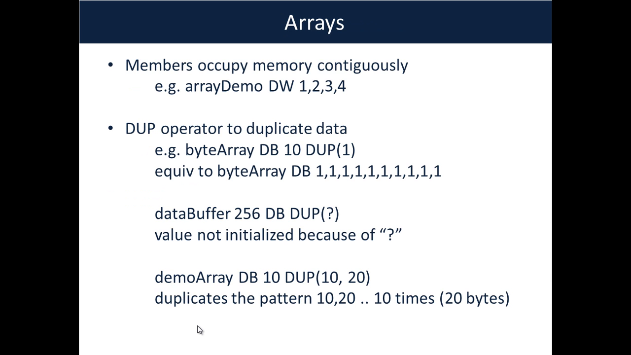Arrays. The most interesting thing is that an array is a list of elements having the same data type, and members occupy contiguous memory locations, which means they occupy locations one after the other in memory. As an example, you can define a DWORD array of 4 numbers 1, 2, 3 and 4.